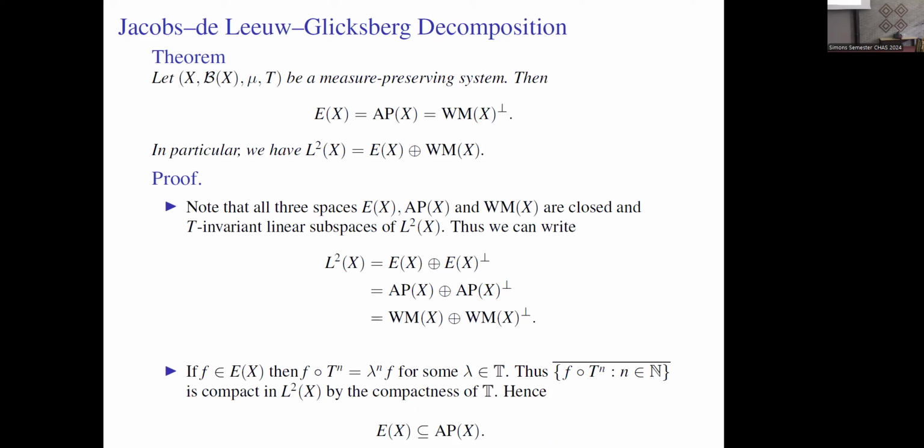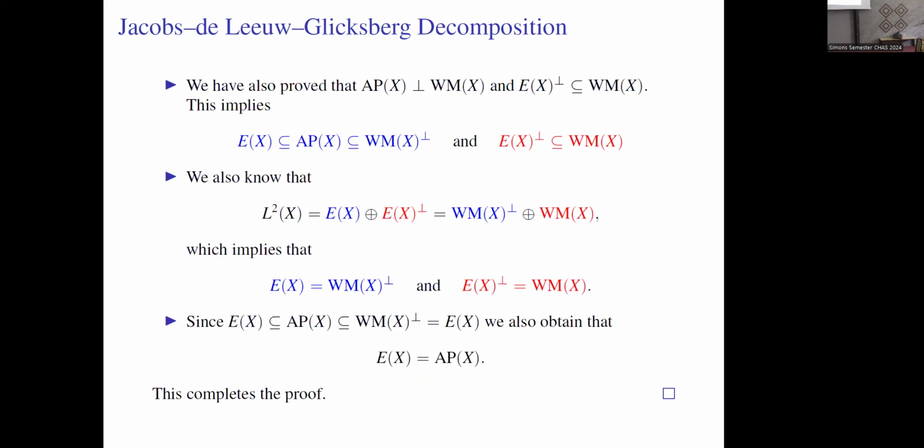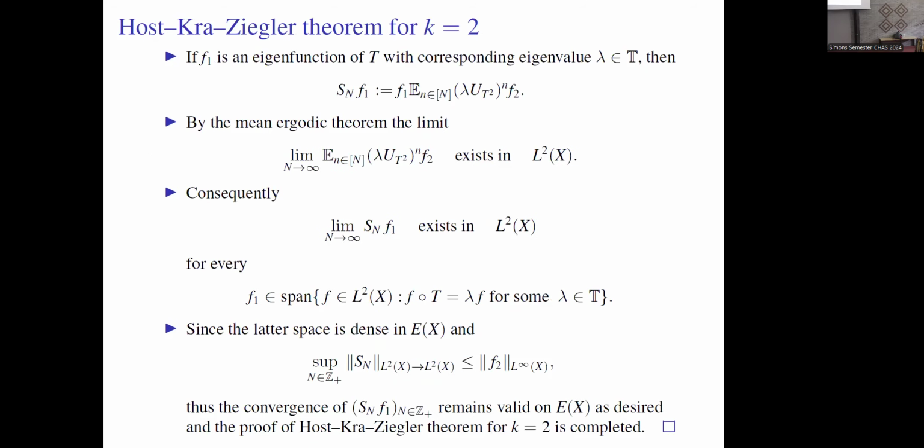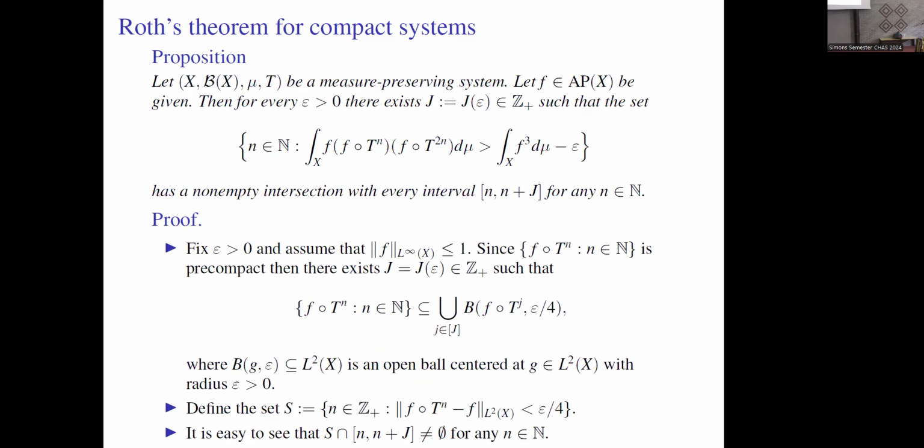This space here, this is a billion group, and it's sometimes called the Kronecker factor. So this is the simplest possible non-trivial factor. The others are more complicated and need some knowledge from the... okay, so that's how we get Hofstra-Ziegler. And now there's a question of how this can be used to derive Roth's theorem.